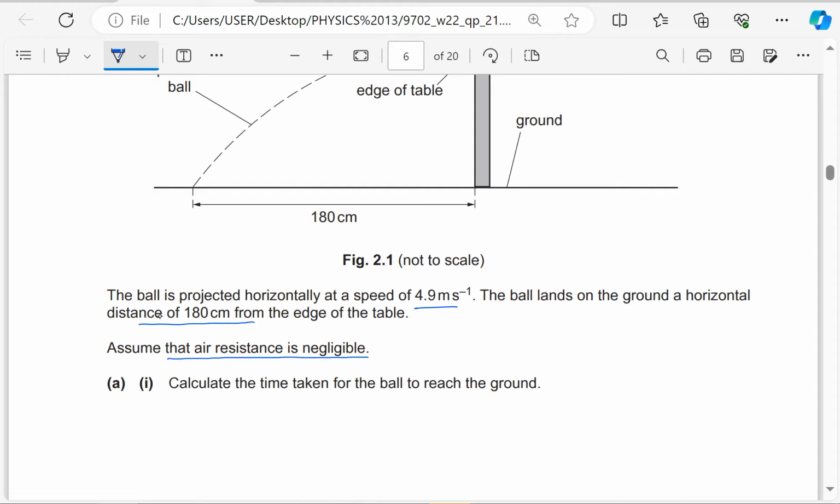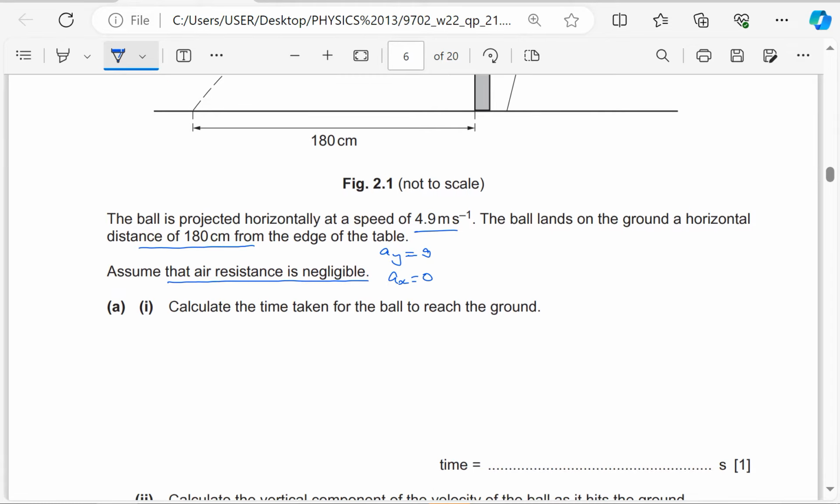If air resistance is negligible, it means acceleration in the vertical is going to be g, but of course acceleration in the horizontal is always 0 because there's no force in the horizontal. Acceleration in the vertical is g because the weight acts vertically downwards. So calculate the time taken for the ball to reach the ground. So I'm going to consider horizontal motion.